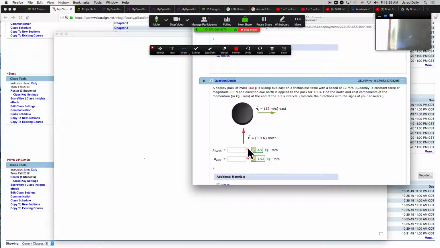So all we have to do is calculate the impulse. Impulse is equal to force times time, and we have the force. The force in this case is 3 newtons. The time is 1.3 seconds, and it's a constant force, so we don't have to do any integration or anything. Now we know the northern momentum after that force has been applied by multiplying the 3 newtons times 1.3 seconds, and we get 3.9 kilogram meters per second of momentum north. So the overall momentum would be this vector here, 1.92 i hat plus 3.9 j hat, if i hat is east and j hat is north. They don't ask for that, but that's what it would be in vector notation.